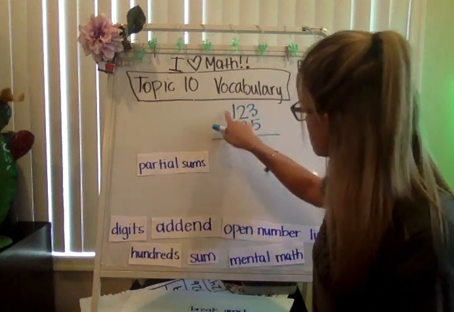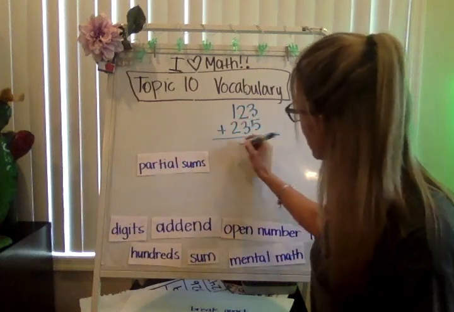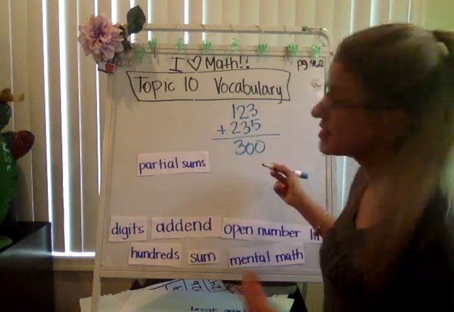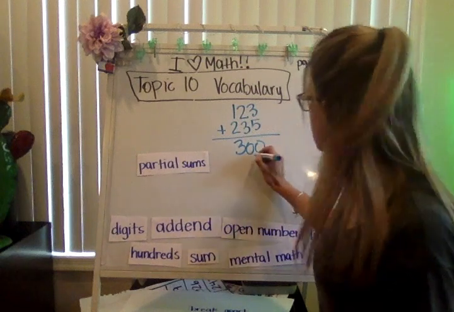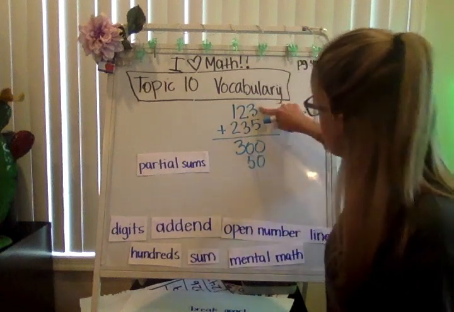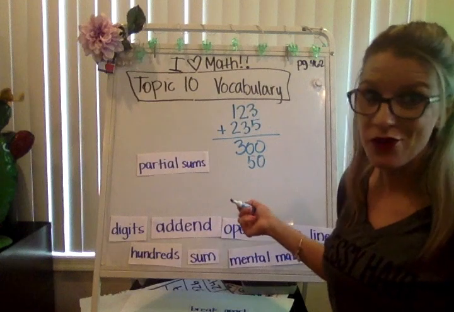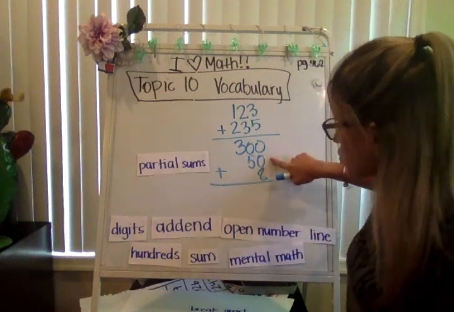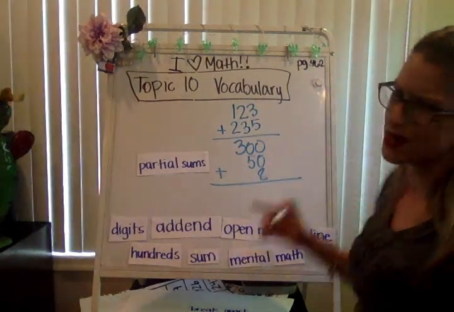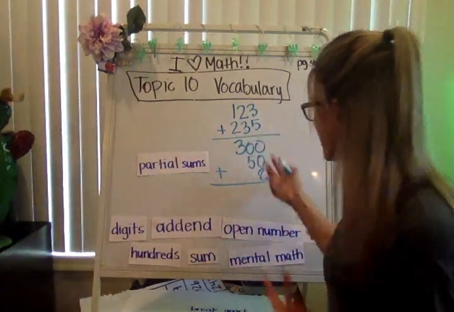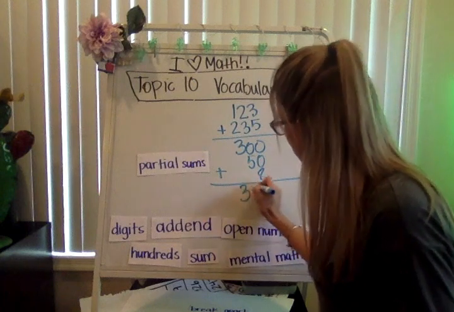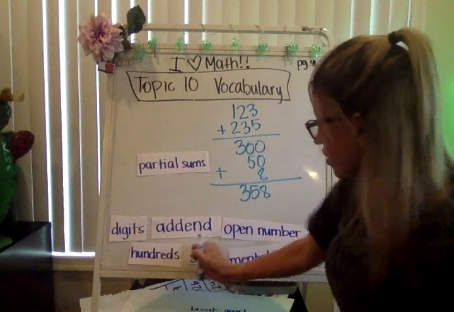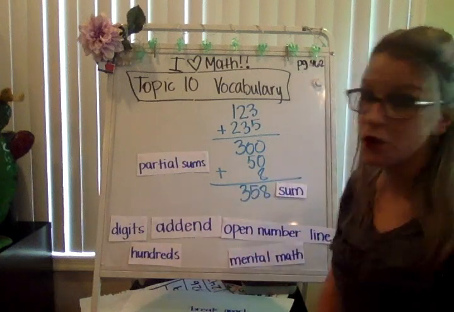I'm going to look at the hundreds. 100 plus 200 is 300. The tens. 2 tens plus 3 tens is 5 tens, which has a value of 50. And 3 ones plus 5 ones is 8 ones. So I'm going to just write in my 8. These are all my partial sums. So 300 plus 50 plus 8. I don't even have to go through all of this. I know that that's 358. So when I add these partial sums together, it also tells me what the sum of the equation is.